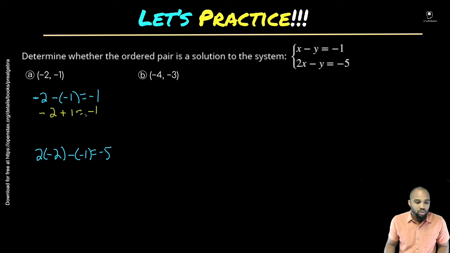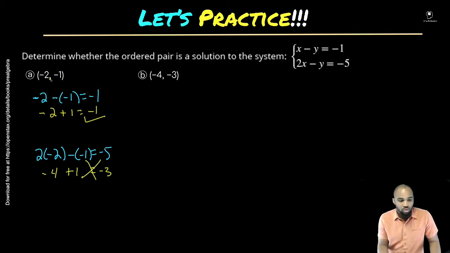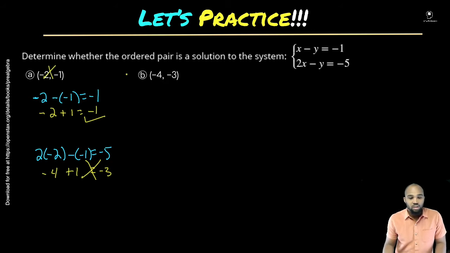That is true, actually. So this does work out. Does it work out for this one? Negative 4, negative is a plus. So that is negative 4 plus 1 is a negative 3. So this one does not work out, because it should have given me a negative 5. So negative 2, negative 1 is not a solution.